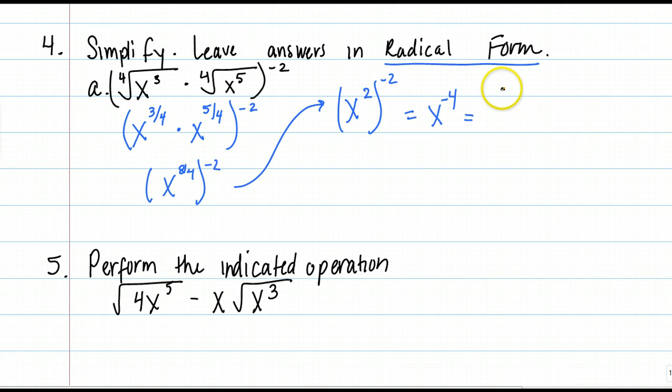Then the last step will be to get rid of that negative exponent. Remember, we don't leave negative exponents in our answer, so in this case we need to move that x to the negative 4 down to the denominator. And then that is our final answer.